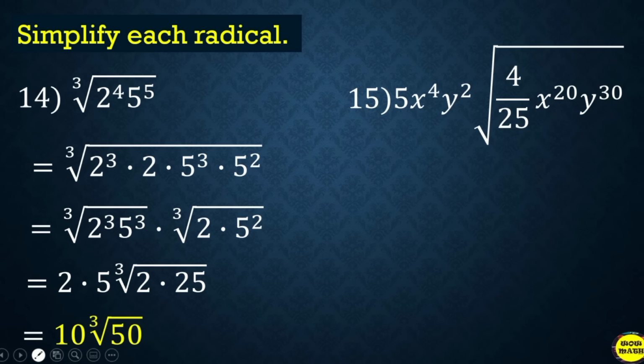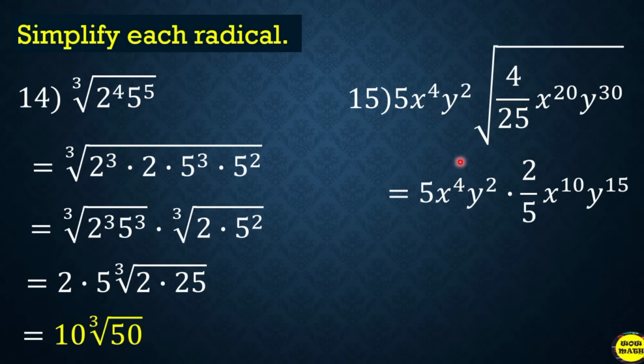Last example, we have 5x to the 4th y squared, square root of 4 over 25, x to the 20th power, y to the 30. Since ang index natin is 2 at yung 4 at 25 is perfect squared, saka si 20 and 30 pwede natin i-divide, so malalabas lahat sa loob ng radicand. Okay? So that is 5x to the 4th y squared times square root of 4 is 2, square root of 25 is 5, kaya 2/5. X, 20 divided 2, that's x to the 10. 30 divided 2, that is y to the 15 power.